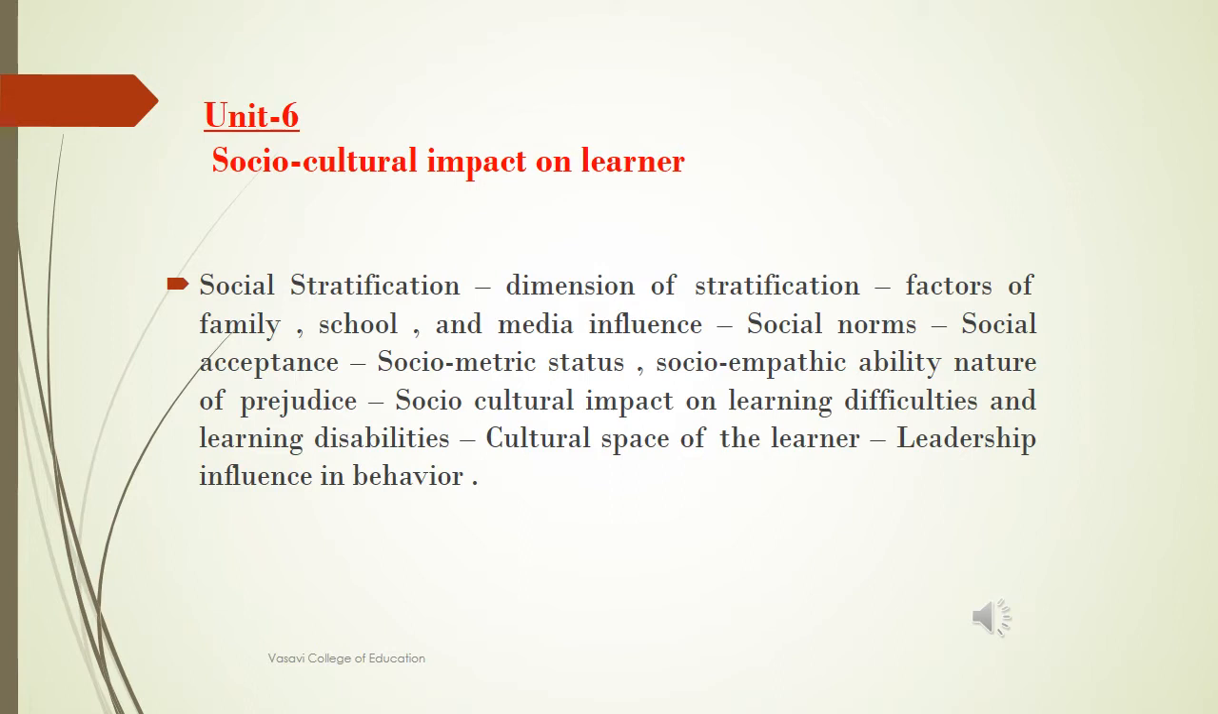Now this is Unit 6. We are going to deal with socio-cultural impact on learner, under which we will be dealing with social stratification, that is classification, dimension of stratification, factors of family, school and media influence, social norms, social acceptance, sociometric status, socio-empathic ability, nature of prejudice, socio-cultural impact on learning, difficulties and learning disabilities, cultural space of the learner, leadership influence in behavior.